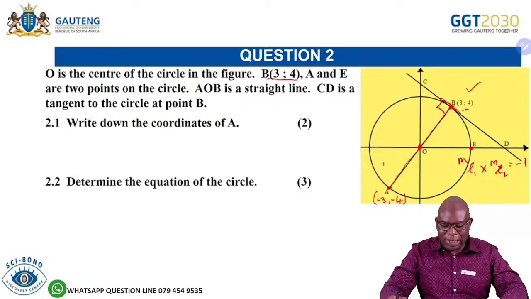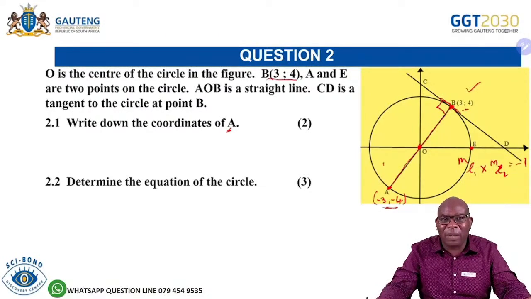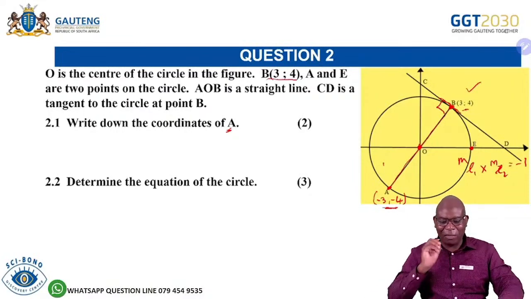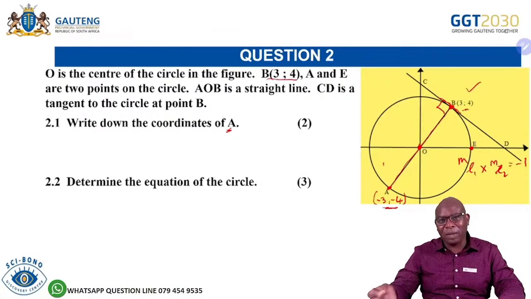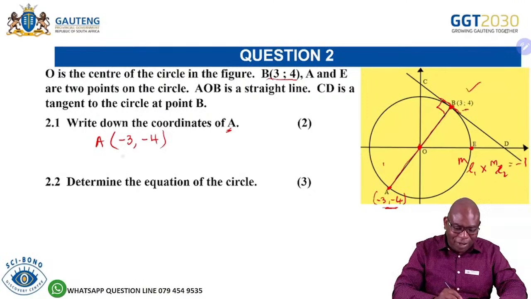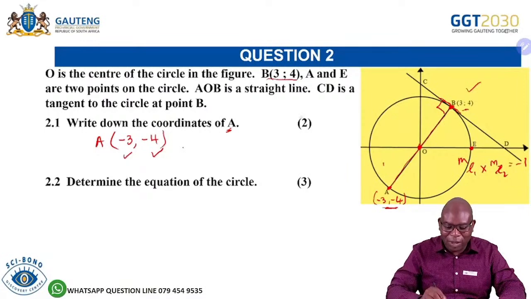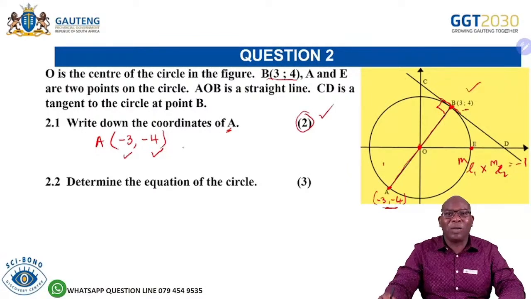The question says, write down the coordinates of A. I've already done that. See? Because I've worked on my sketch. I've written things that I know from the sketch. So I've already done that. It's minus 3 and minus 4. Great. So I just come here and say, this is what you need. And from there, your teacher will just come here and give you a mark like that. And he says, well done. Because you have done very well on that question. You will have your 2 marks, 100% on that question.